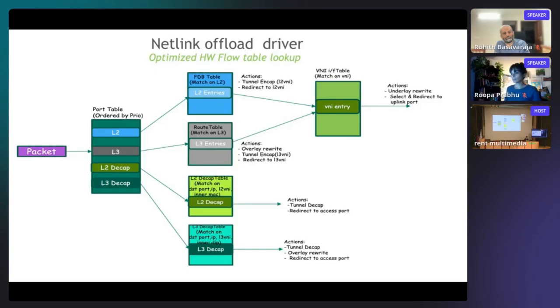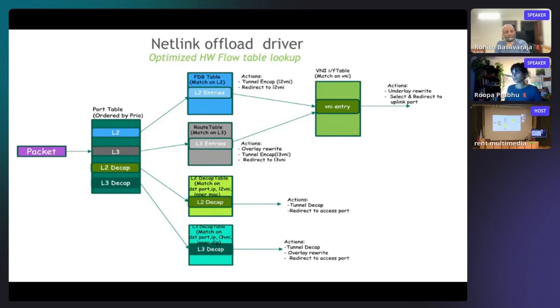Once it goes to the VNI table, we look up on the VNI information, and we select the underlay uplink on which the packet has to be sent. This is the ECMP part. Once we select the corresponding uplink port, we do the underlay L2 rewrite, and then redirect the packet on the corresponding uplink port. So this is the NCAP direction.